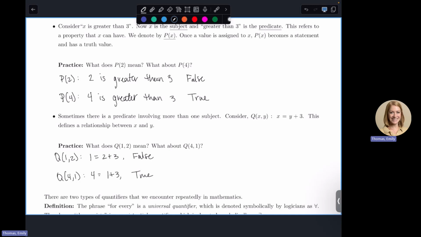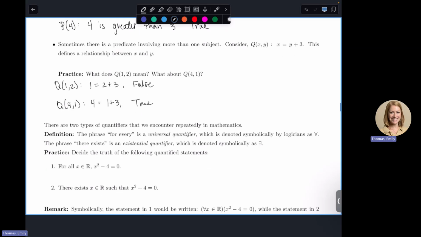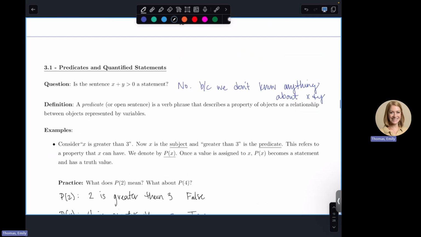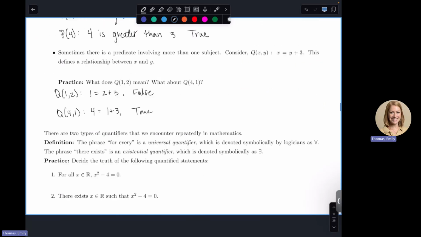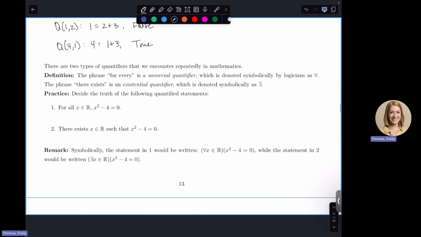Doing okay with what a predicate is? Okay. Next up, we are going to talk about quantifiers. The title of this section is Predicates and Quantified Statements. So what is a quantified statement? We're going to talk about that right now.